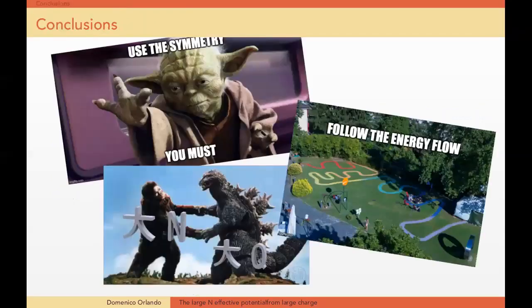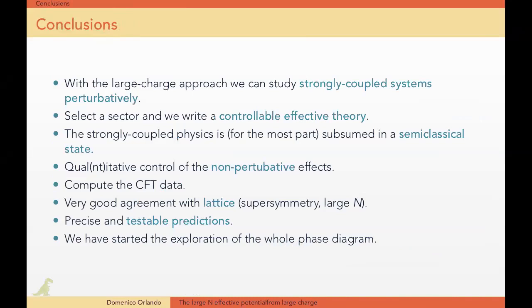All in all, just to close, I hope I convinced you a little bit that with this approach, we have a handle on strongly coupled systems, more or less a perturbative handle. And the idea is, again, to pick a sector where you can write a controllable effective field theory. It tends to work very well. Every time we compared it to other things, it actually worked very well. And now we are starting this work to explore beyond the critical point and try to explore really the phase diagram of these theories, independently of the large charge, but just using large charge to extract information differently.